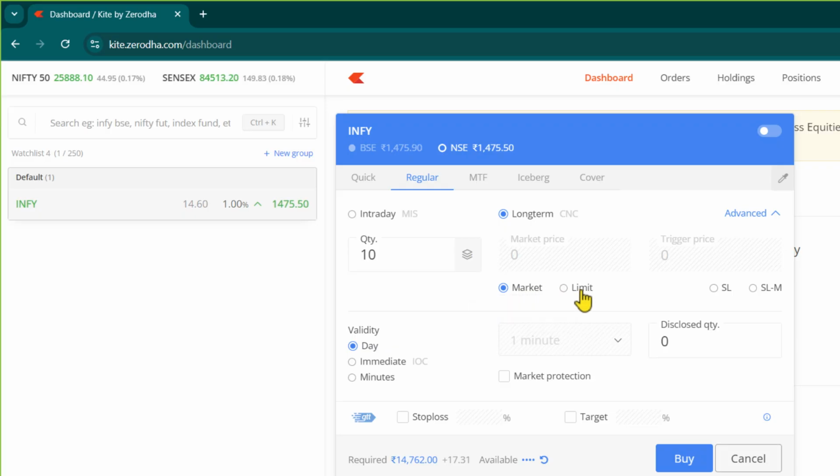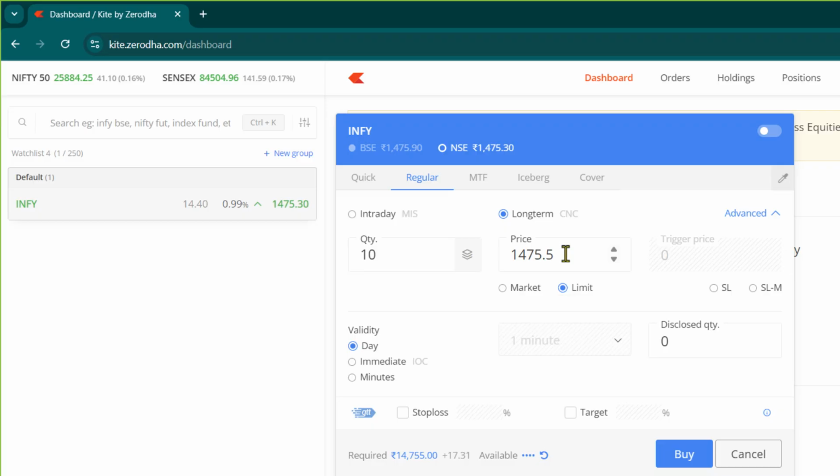But if I click on limit, then I have an option to enter the price. So currently you can see that the price of one share of Infosys is 1475.20. You can also see that here. So what I will enter here is 1470. Meaning I am saying that if at all the price of Infosys share comes to this price, then buy 10.